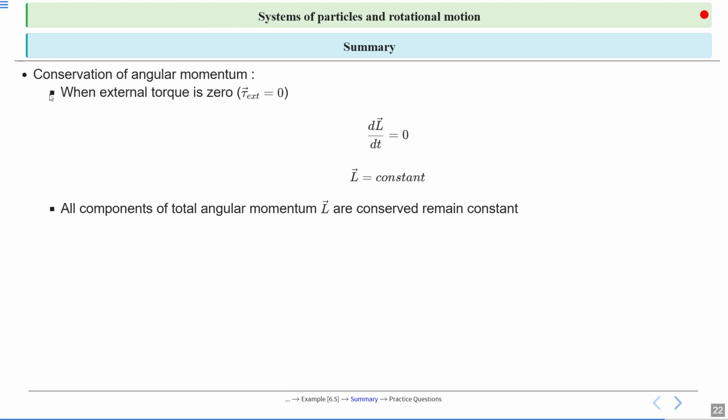Conservation of angular momentum. According to conservation of angular momentum, if the external torque on a system of particles is 0, then dL upon dt is 0, so L is constant. This is the conservation of angular momentum. All components of total angular momentum L are conserved or remain constant.